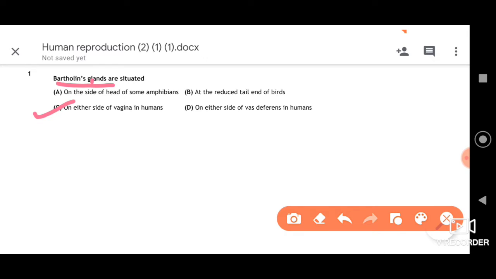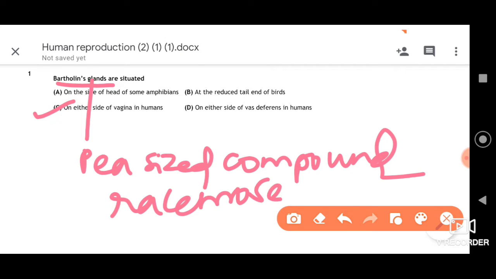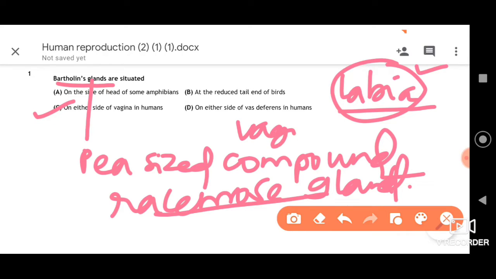They are very small, pea sized, compound glands. We generally refer to them as Rethymos glands. If we want to understand this more exactly, the folds of skin we have on either side of the vagina are called labia. These folds of skin surround the vagina as well as the urethra.